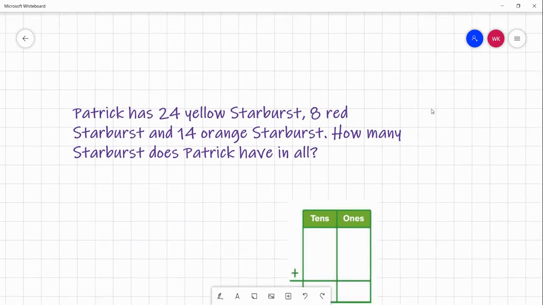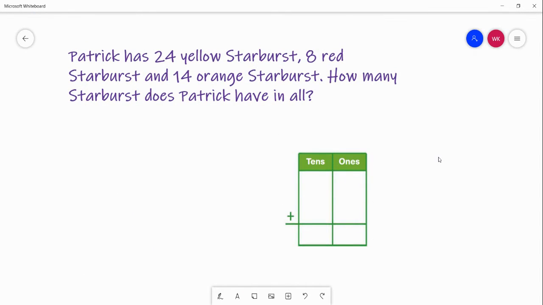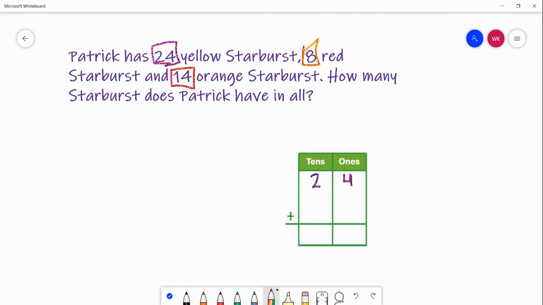All right, and then our next problem, we have Patrick has 24 yellow starbursts, 8 red starbursts, and 14 orange starbursts. How many starbursts does Patrick have in all? So let's go ahead and figure this out. We are going to be adding all 3 of these numbers together. First, I am going to box all of our numbers that we are going to be using to try to figure out this equation. It says, how many starbursts does Patrick have in all? So I know that I'm going to be adding because they're asking how many I have in all.